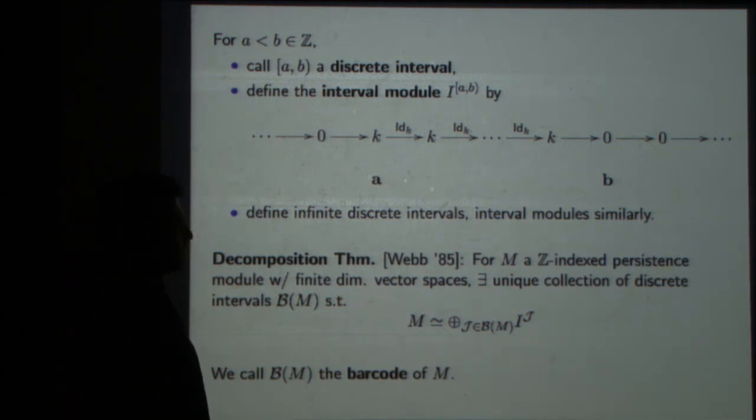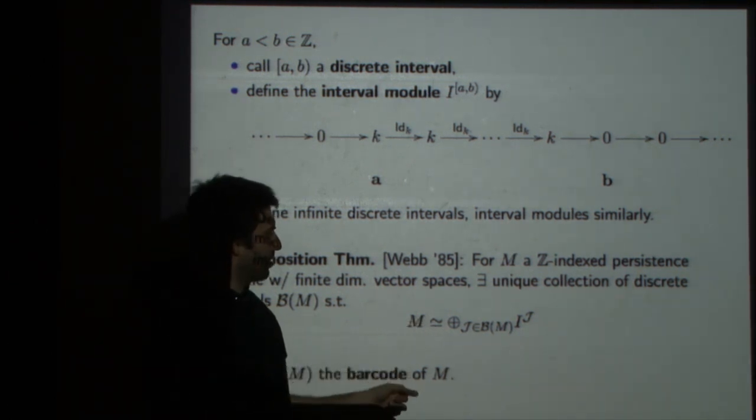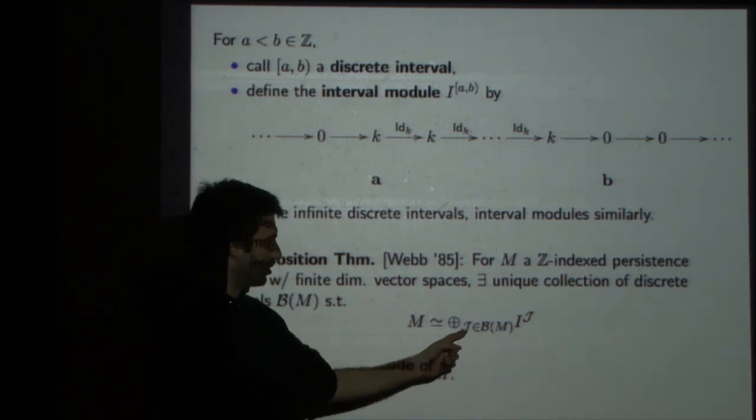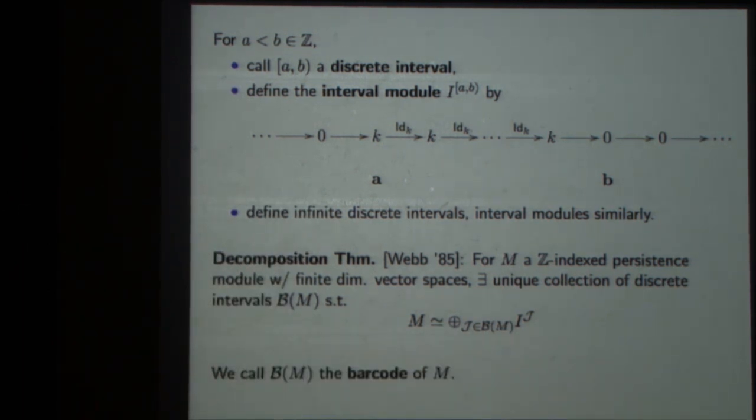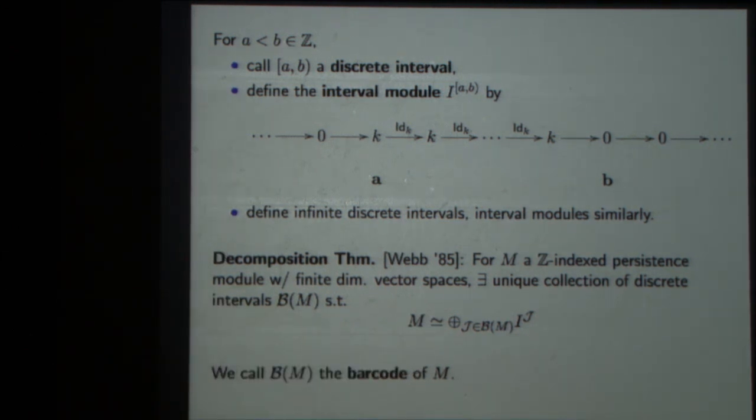It says, for M a Z-index persistence module with finite dimensional vector spaces, there exists a unique collection of discrete intervals, B_M, such that M is the direct sum of the interval modules corresponding to the discrete intervals in this collection. Okay, now I'll confess that I haven't defined direct sum in this world yet, and I'd rather not do it. But for those of you that don't already know what I mean, it's the sort of obvious way of assembling two persistence modules into a larger third. Okay, so now, all right, so this collection of intervals is unique.